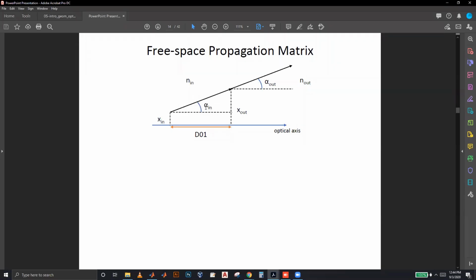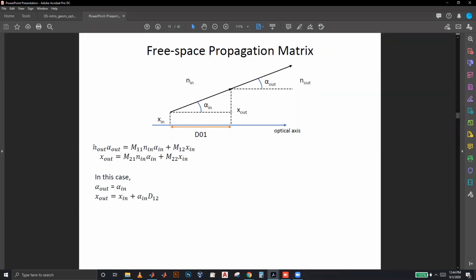The input height for the ray was X in. The angle or the slope was alpha in. And after propagating a certain distance d01, this is the final version of the ray. So we can again remember from previous lecture, the angles have not changed. So alpha in equals alpha out. You can see that visually, but I've kept them in a general form. But the height has changed. So X out and X in are not equal to each other, but they're related.